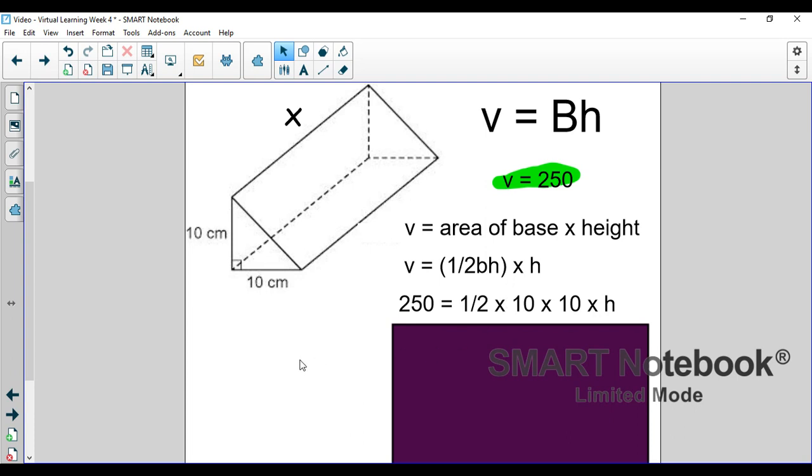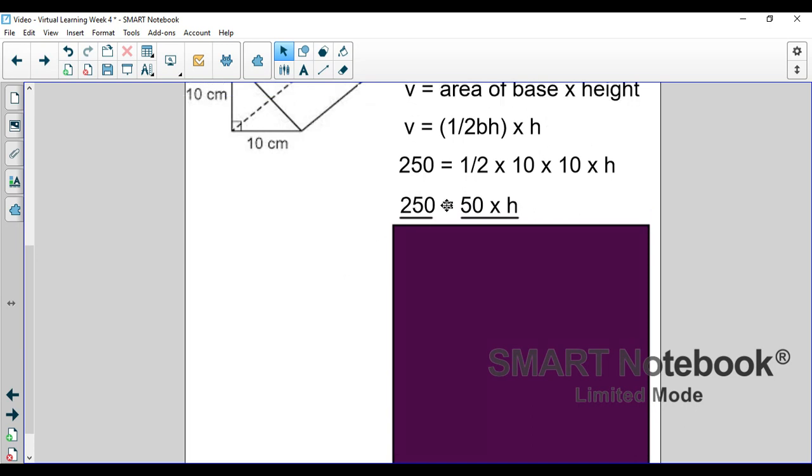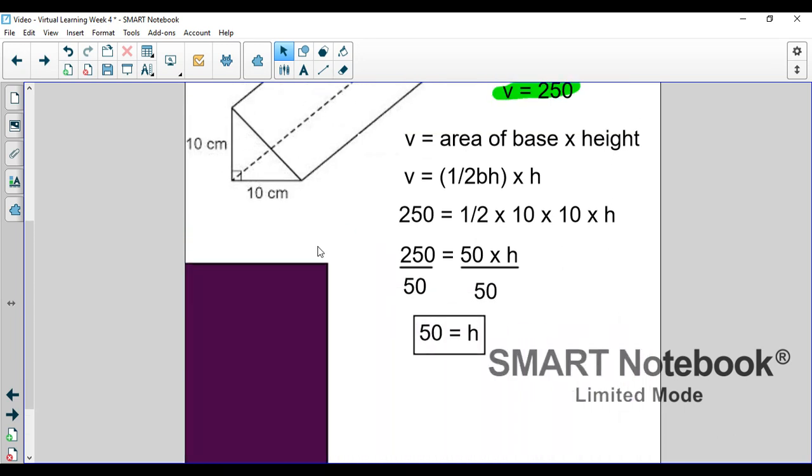Well, I can do some combining like terms here. I can do 1/2 times 10 times 10. That would give me 50 in a calculator. So now I know that 250 is the same as 50 times the height, or how tall the structure is. Well, in order to isolate the height, or the value of x, all I have to do is use my inverse operations by dividing each side by the coefficient. In this case, it would be 50. So 250 divided by 50 would tell us that the height of this prism would be 50.